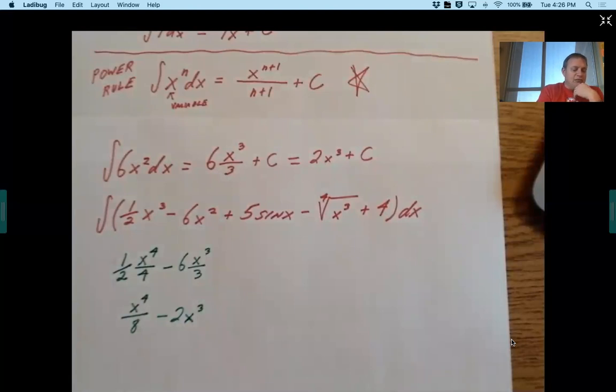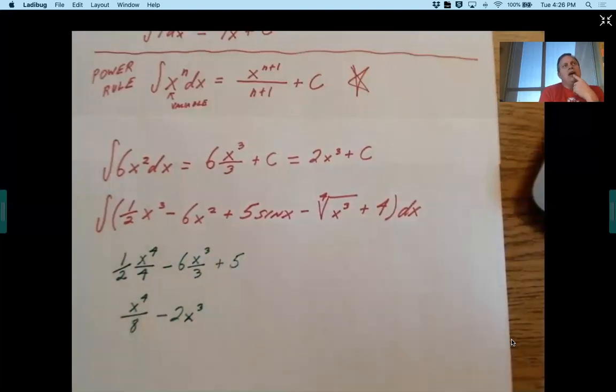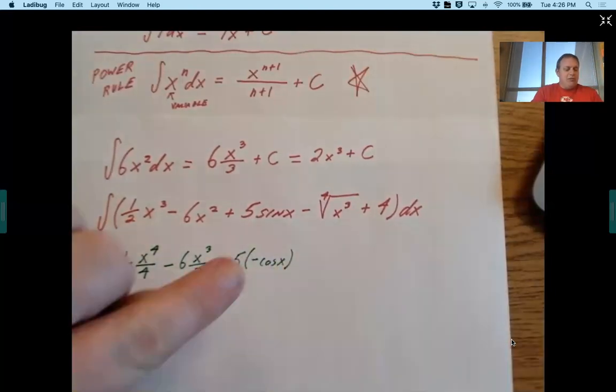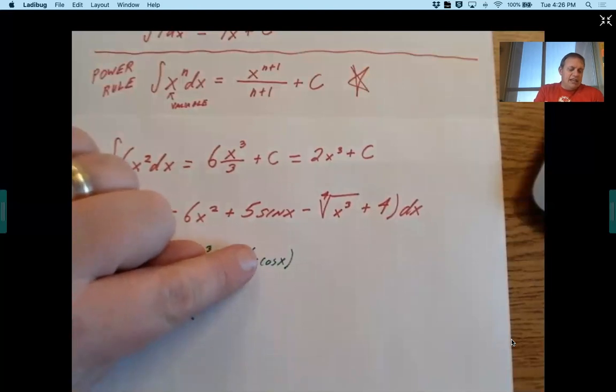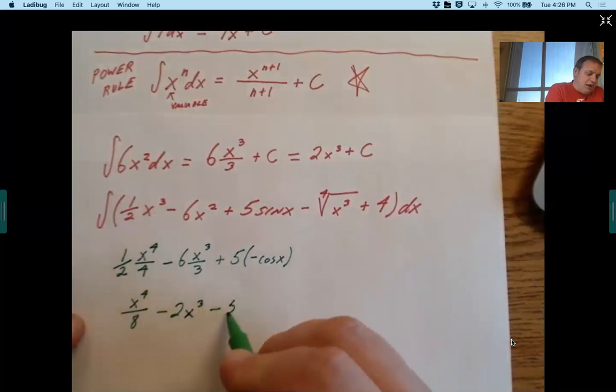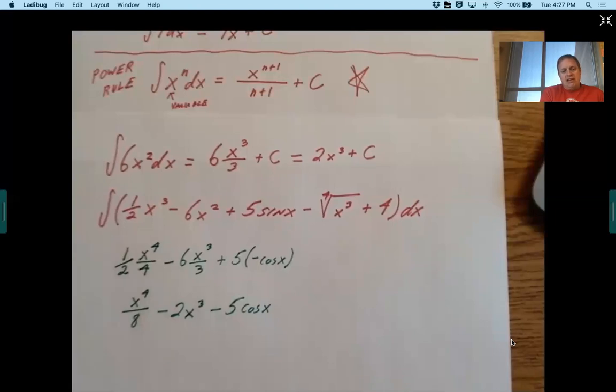So we have to think to ourselves, okay, well, this is 5. And I have to think, what could I take the derivative of that would give me sine? Cosine's close, but it'd have to be negative cosine of x. The derivative of cosine is negative sine. To compensate for that sign, I'd have to make it the opposite. Now it's positive sine. And that's going to simplify to minus 5 cosine of x. Next part.